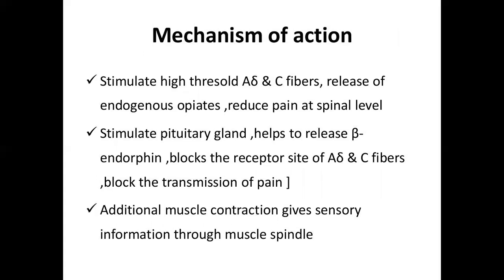Mechanism of action: it stimulates the high-threshold alpha delta and C fibers. Release of endogenous opiates reduces pain at the spinal level. It stimulates the pituitary gland, helps to release beta endorphin, and blocks the receptor site of A delta and C fibers. It blocks the transmission of pain. Additional muscle contraction gives sensory information through the muscle spindle.